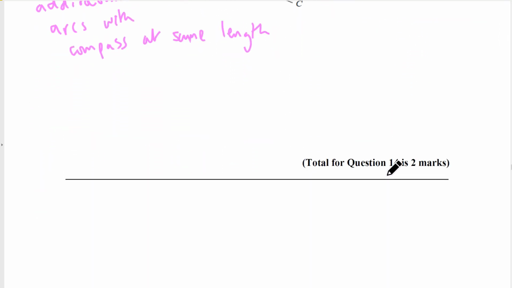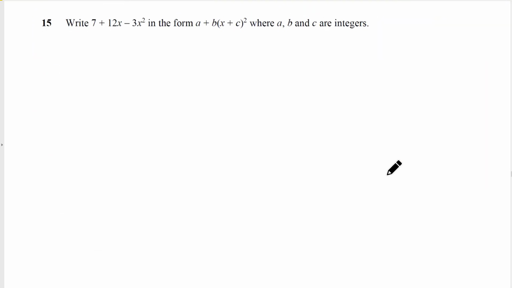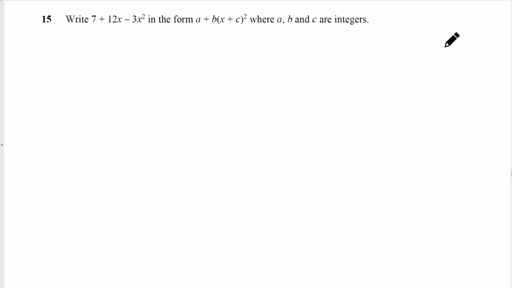Okay, good. Question 15 already. Ooh, this is complete the square with a coefficient. This is a tricky one for students. This is really good for your further maths and A-level skills though. So I'd write this in the form minus 3x squared plus 12x plus 7 to make it easier.